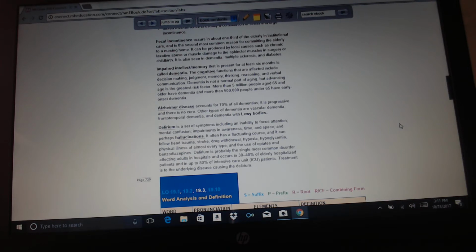Delirium is a set of symptoms including an inability to focus attention, mental confusion, impairments in awareness, time and space, and perhaps hallucinations. It often has a fluctuating course and it can follow head trauma, stroke, drug withdrawal, hypoxia, hypoglycemia, physical illness or almost every type and use of opiates and benzodiazepines. Delirium is probably the single most common disorder affecting adults in hospitals and occurs in 30 to 40% of elderly hospitalized patients and up to 80% of intensive care unit patients. Treatment is to the underlying disease causing the delirium.